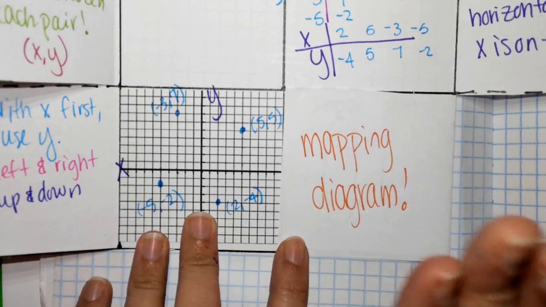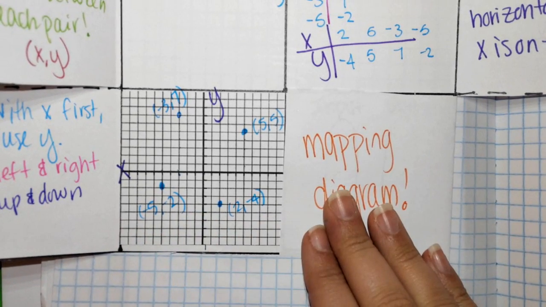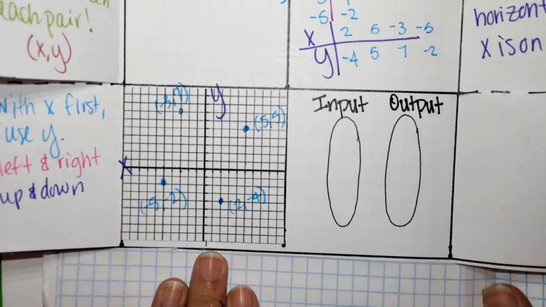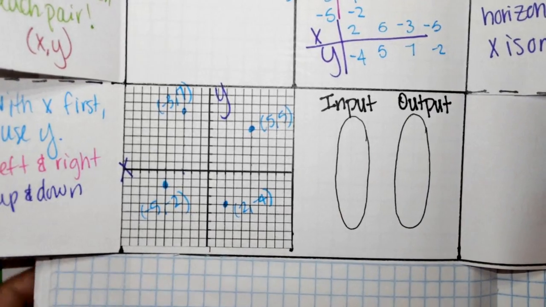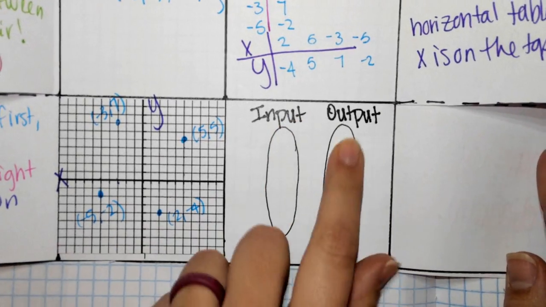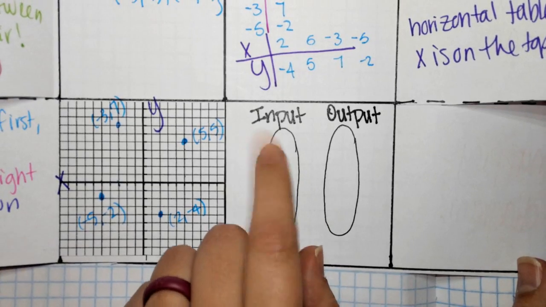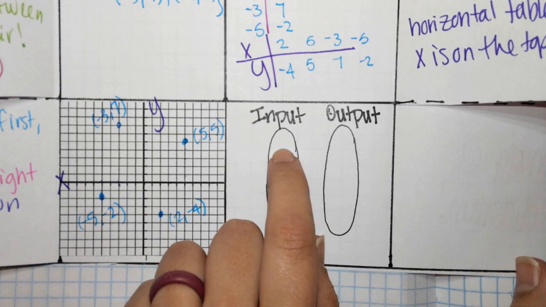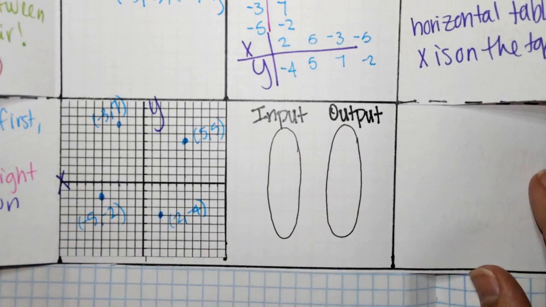Alright, so now, the last one, mapping diagram, which is one of my favorites. Open it up. Now, we have our input side and our output side. So is input going to be the x values or the y values? X. And what's the output going to be? Y. Look at you guys go.